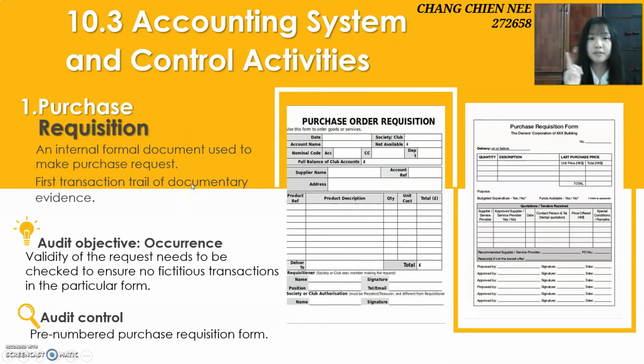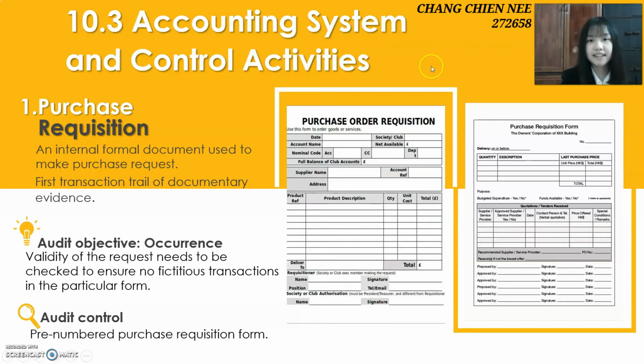For the first function mentioned just now, receiving purchase requisition. When an employee needs to make a purchase on behalf of their company, he or she has to fill out an internal formal document called a purchase requisition form to inform the purchasing department manager or officers about their request so that the purchasing department can start the purchasing process. It is the first transaction trail of documentary evidence.